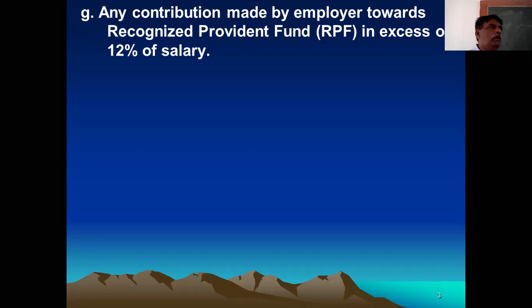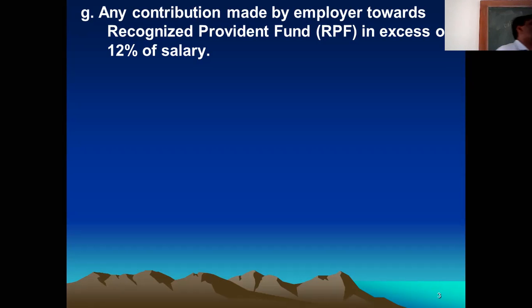This fund goes to the government or any other organization. This is the additional payment given by the employer to the employee indirectly, and this amount is available to the employee after retirement. Therefore, 12% of salary or less than 12% of salary is exempted from tax, and the excess is taxable.